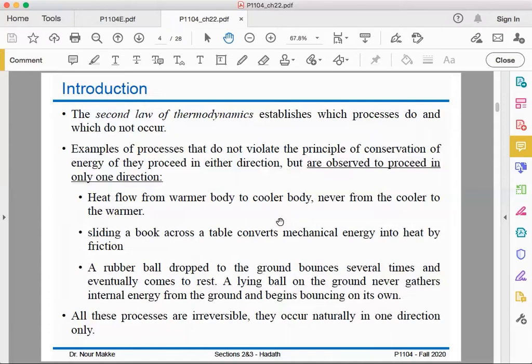So all these processes that we just gave examples of are processes that occur only in one direction in nature, and they are never seen to occur in the opposite direction. So this is why we call them irreversible. And all processes that occur in nature occur in one direction and they are all irreversible. But we are going to discuss reversible and irreversible processes later on in the slides. However, the point from this slide is to say that the second law of thermodynamics basically discusses the preferred direction for irreversible processes.